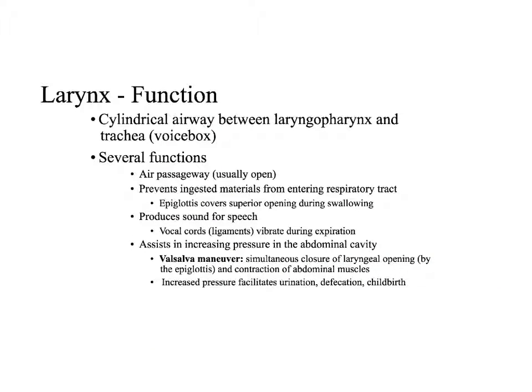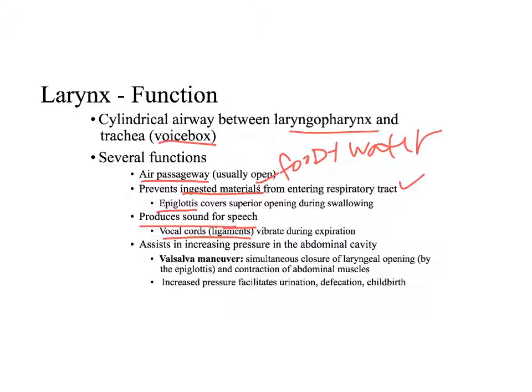Okay, so the larynx, it's the voice box. It's between the laryngopharynx and the trachea. Okay, so it's an air passageway, so normally it's open. And what it's going to do is it's going to prevent food, okay, or ingested materials, so food and water, from entering the respiratory tract. Okay, so we don't want to get it in our lungs. Okay, it's got this part that's called the epiglottis. Okay, and when we swallow, the epiglottis is going to close off the trachea. Okay, so the larynx is also responsible for sound. Okay, so the vocal cords are part of it.